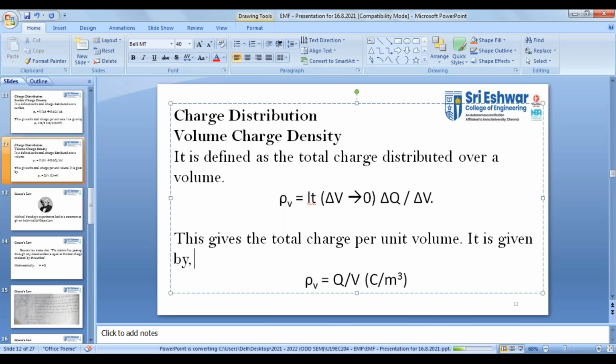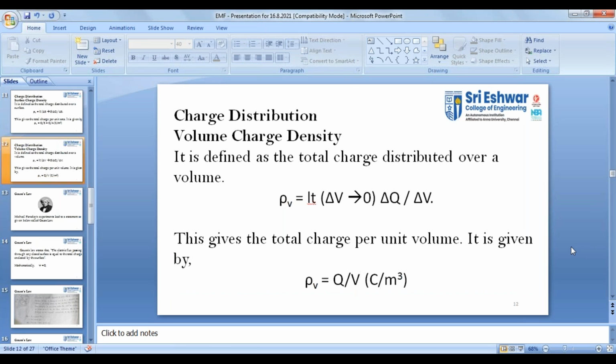And it is given by rho V is equal to Q by V, so Coulomb per meter cube. You got all these things. What is linear charge density? What is surface charge? And what is volume charge? Have you got it? Any doubt in these three definitions? And any doubt in the electric field intensity definition? Doubt Raja. Okay, thank you, Anjali, Pavitra, and doubt.